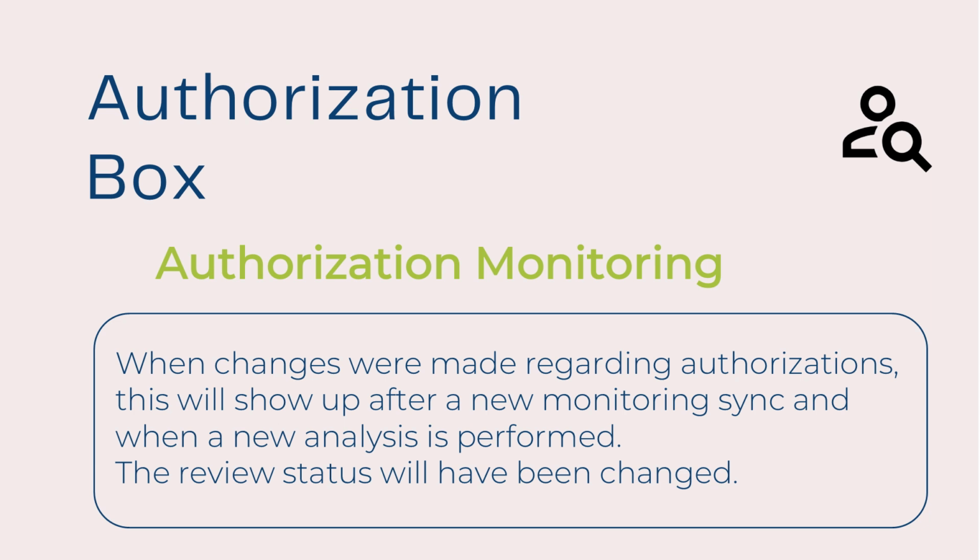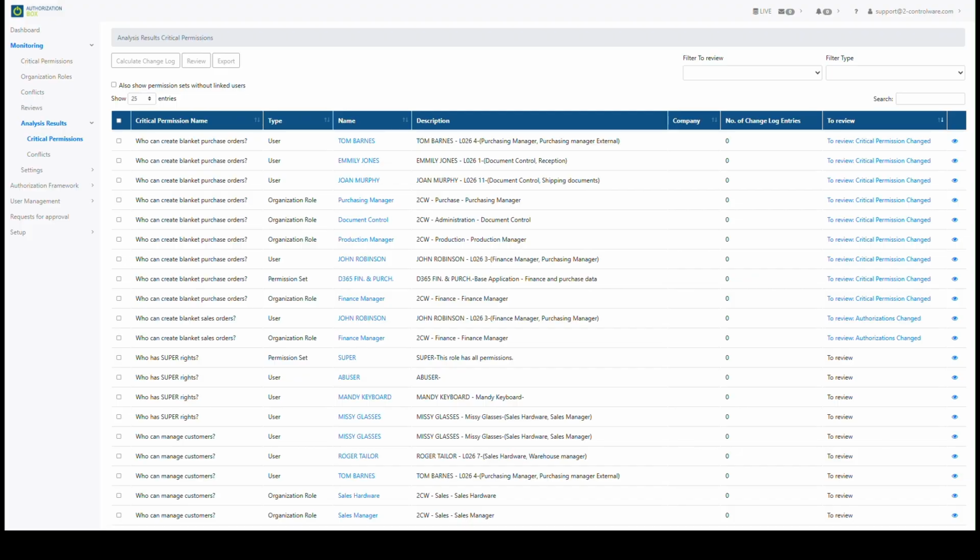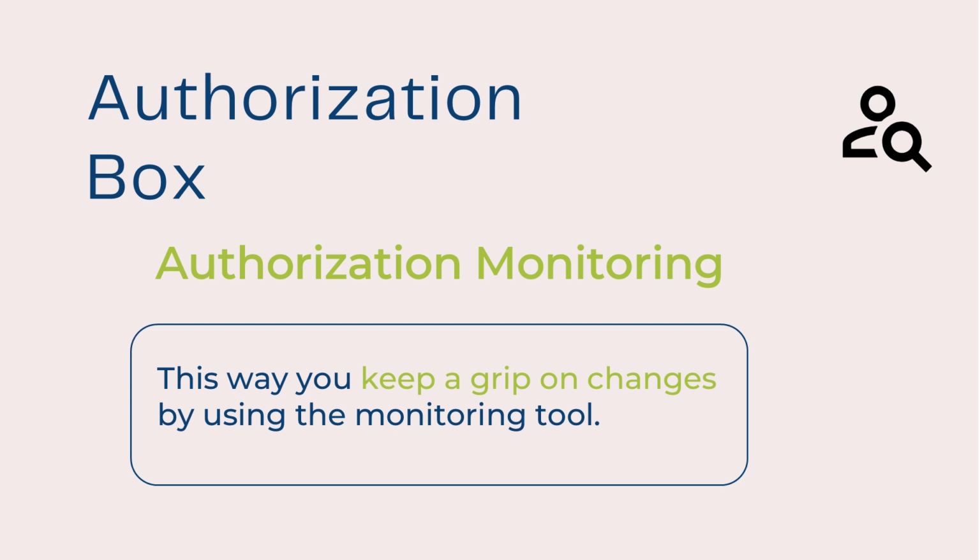When changes were made regarding authorizations, this will show up after a new monitoring sync and when a new analysis is performed. The review status will have been changed, for instance, due to authorizations changed on an organization role, into To Review, Authorizations Changed. Or, due to a change in authorizations in a critical permission, into To Review, Critical Permission Changed. This way you can keep a grip on changes by regular use of the monitoring tool. And that is how you use the monitoring tool in the authorization box.